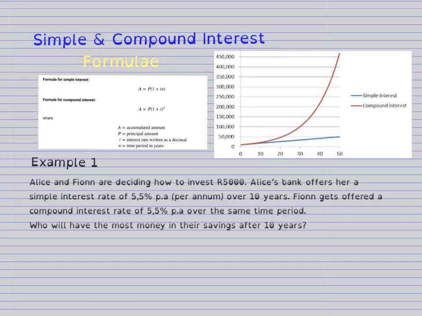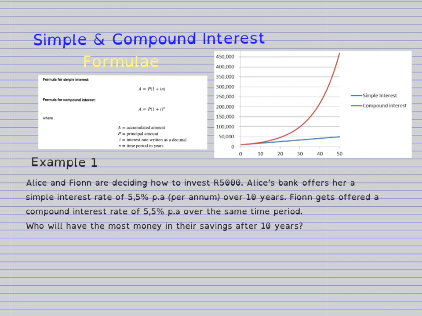So here's our first example. Alice and Finn are deciding how to invest 5,000 Rand. Alice's bank offers her a simple interest rate of 5.5% p.a. So p.a. means per annum, so once a year, she's earning 5.5% simple interest over 10 years. Finn gets offered a compound interest rate of 5.5% over the same time period. Who will have the most money in their savings after 10 years?